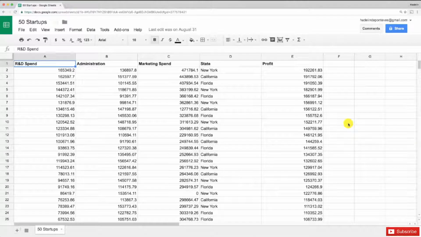All right, so multiple linear regression data set. Let's get straight into it. This one's going to be fun. 50 startups. This is going to be a venture capitalist fund challenge. All right, so what do we have here?